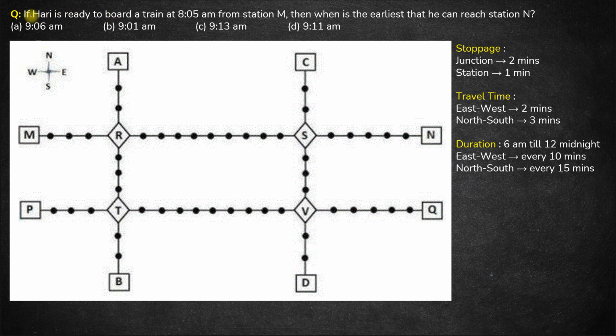First question here is, if Hari is ready to board a train at 8:05 a.m. from station M. So Hari here reaches station M at 8:05 a.m. Then when is the earliest that he can reach N? So we have to figure out how long it will take for Hari to reach N. Okay, fine. So let's first of all see which is the train that Hari can catch.